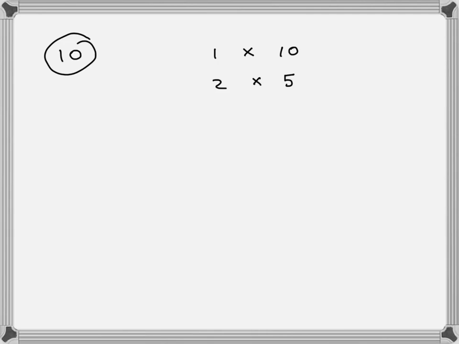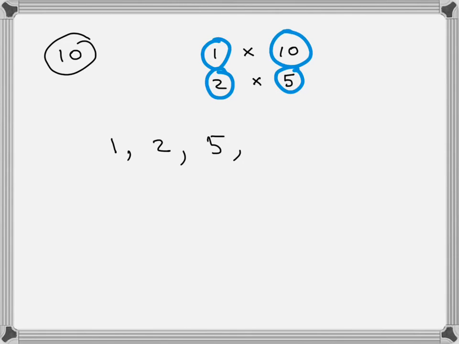So we're going to say 1, that's this one over here. Then we're going to put a comma. Then we're going to say the next one is 2. That's this one over here. Then the next one is 5. That's that one, so we're going to put it down. And then the last one is 10 on this particular problem. So the factors of 10 are 1, 2, 5, and 10.